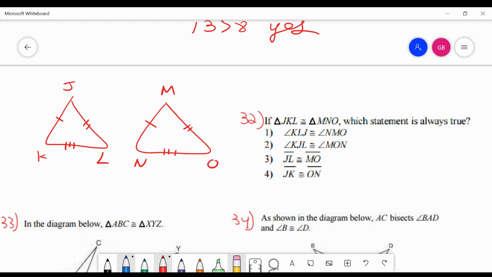So is KLJ congruent to NMO? Is this angle congruent to this angle? No, they're not in the same spot. So not one. Number two, KJL. Is this angle congruent to MON? No, they do not correspond. Is JL congruent to MO? Yes. And then we could check that JK and ON do not correspond. So the answer is actually number 3.